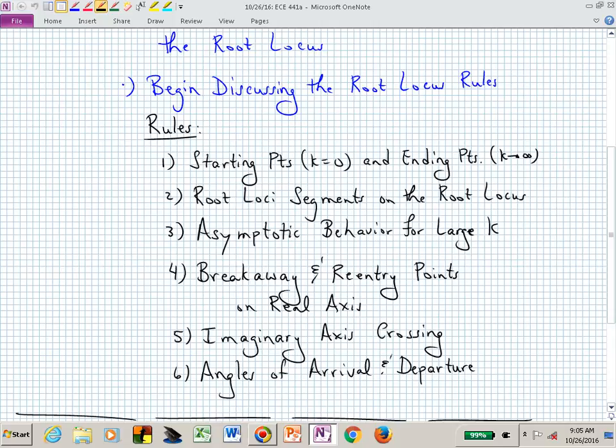The last one that I have identified concerns angles of arrival and departure, and this is getting a little bit detailed, but it's sort of nice to keep in mind. If you have complex poles or zeros, how are you departing from those complex poles, or how are you arriving? So now think of you're approaching a zero, and at what angle are you approaching that zero? Those are the angles of arrival, and how are you leaving the poles? How are you departing? What's that departing angle? And these angles are all defined relative to a horizontal positive in the right direction segment.